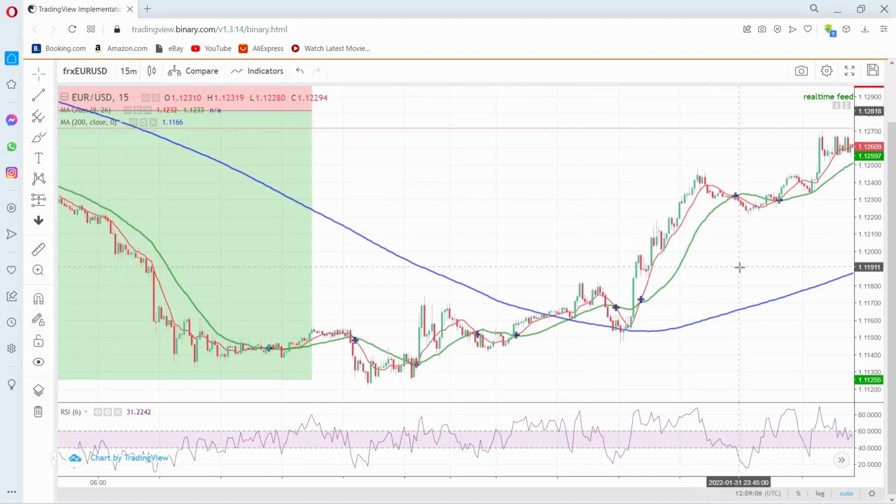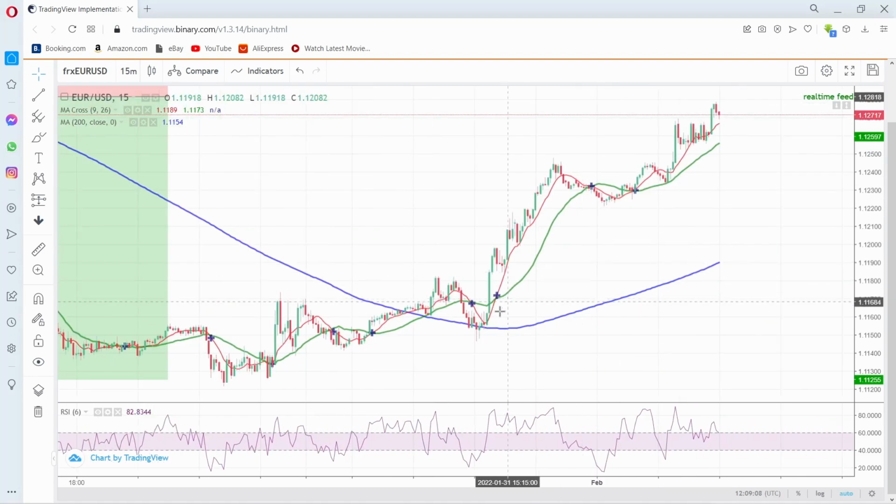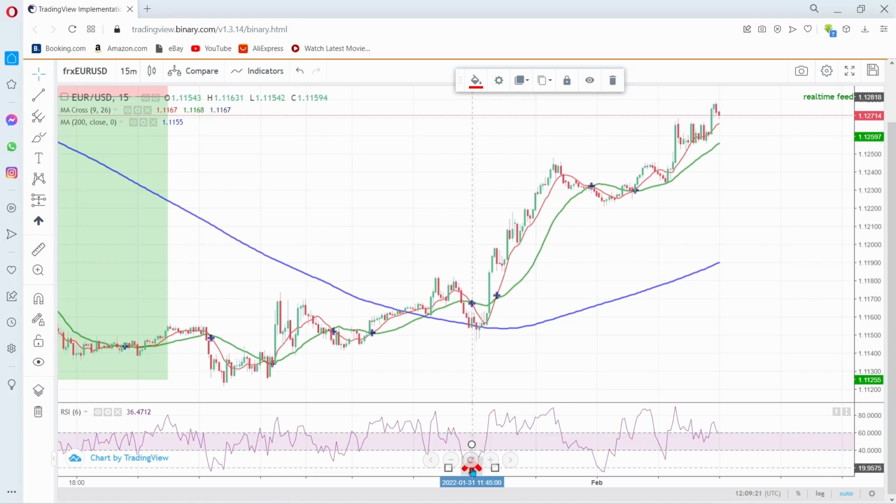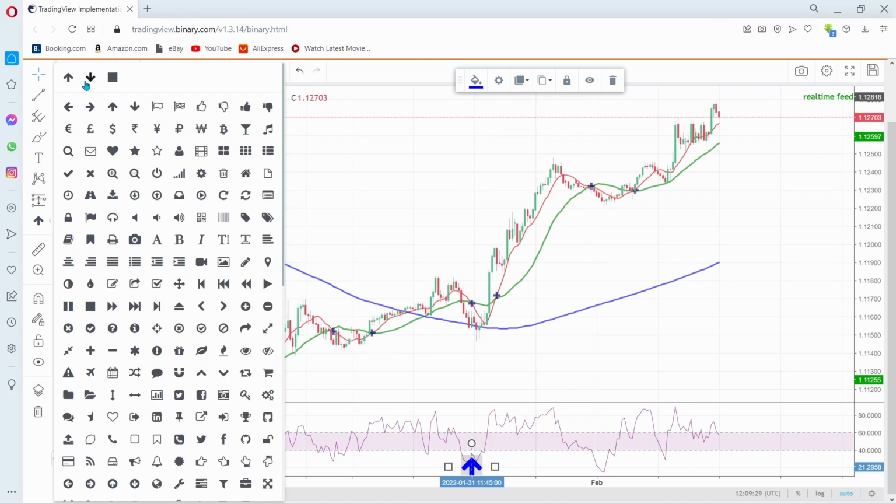Enjoying the market. See over here for a buy, man. This signal is for a buy. This is an ongoing signal. Let me change the color to blue since we are buying.